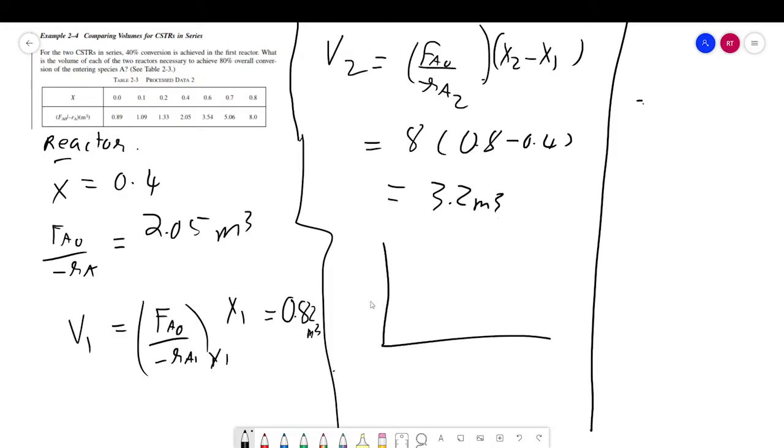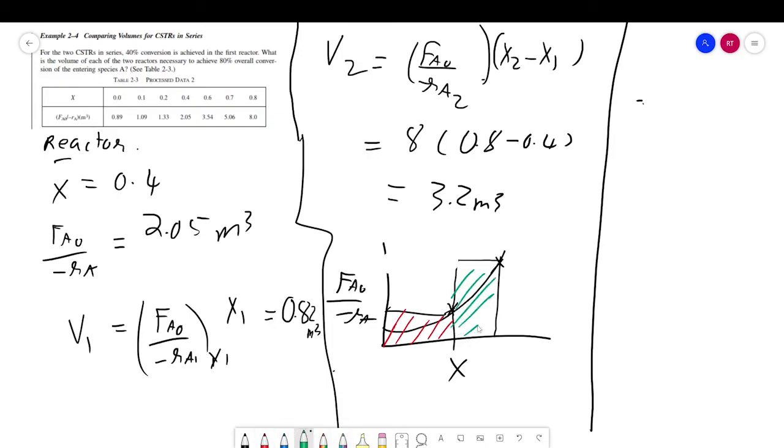Another way of doing this is to plot FA0 by minus RA with respect to X, and you get the points for 0.4 and 0.8. This would be the volume for your first CSTR, and then your second CSTR volume would be this one. Sorry about that, just erase this part. You can just shade with another color. So this is the volume for your first CSTR, and this is the volume for your second CSTR.